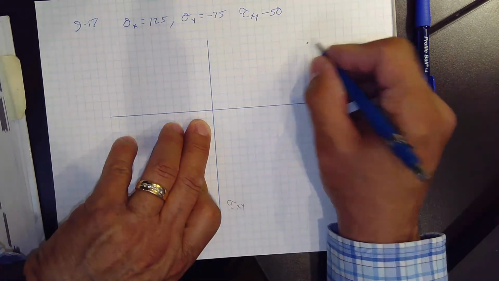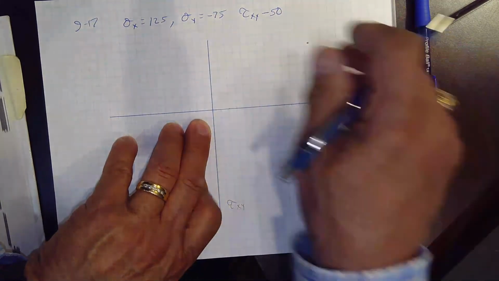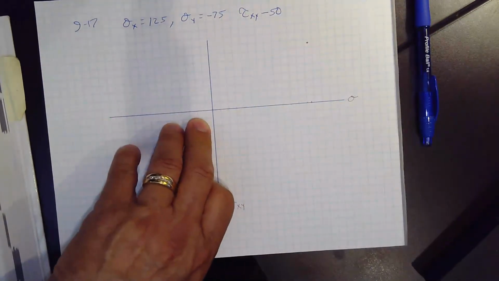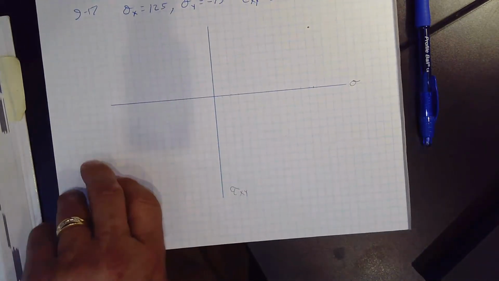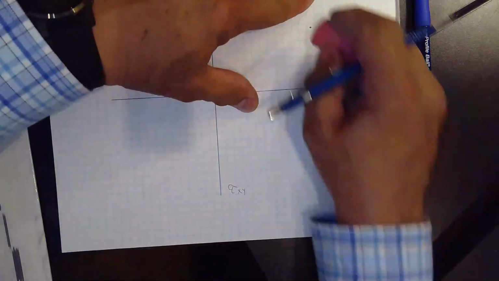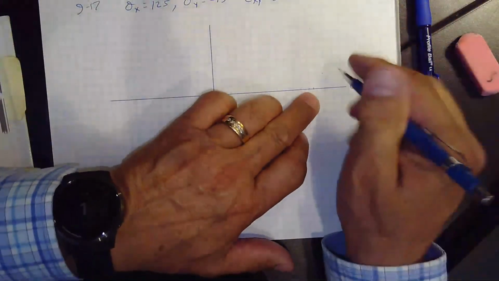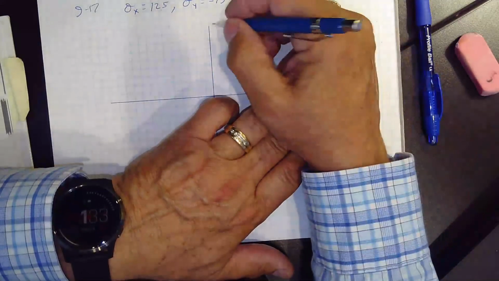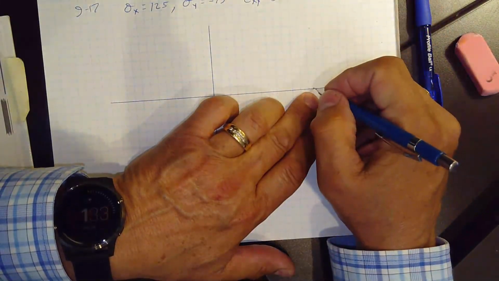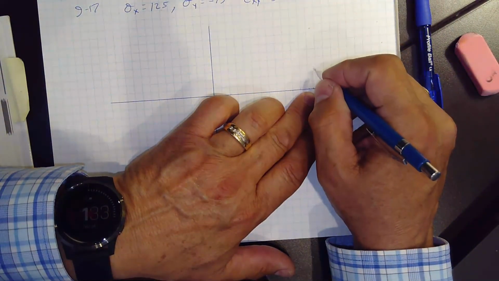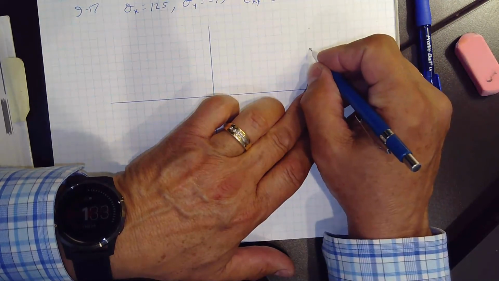Now why did I go up? Because, oh, it's 50. Aren't you glad I used pencil? Because tau xy is negative. That's why. So this is negative up here. So 10, 20, 30, 40, 50, right there.